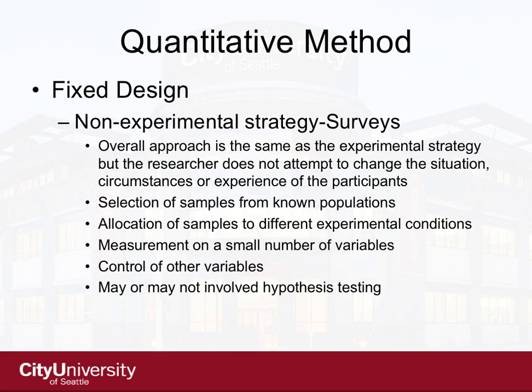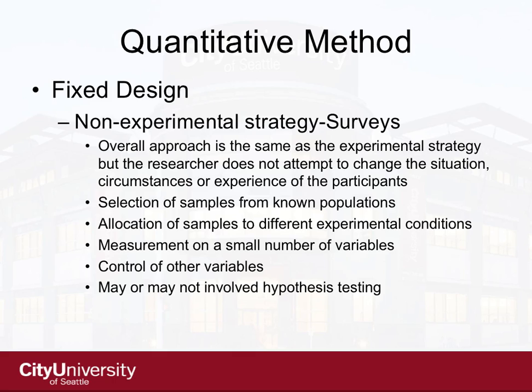Typically these are surveys. So the overall approach is the same as the experimental strategy, and an experimental strategy, by the way, is where you see a lot in, say, pharmaceuticals. Survey is a type of research, but the researcher does not change the situation, circumstances, or experience. There's no control group, for example. There's just one group or two groups, and you're just doing a survey and getting data from that.